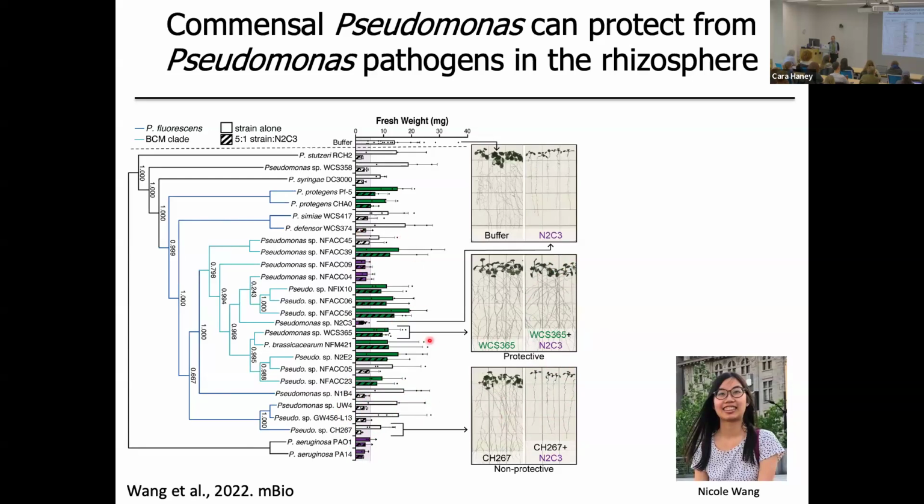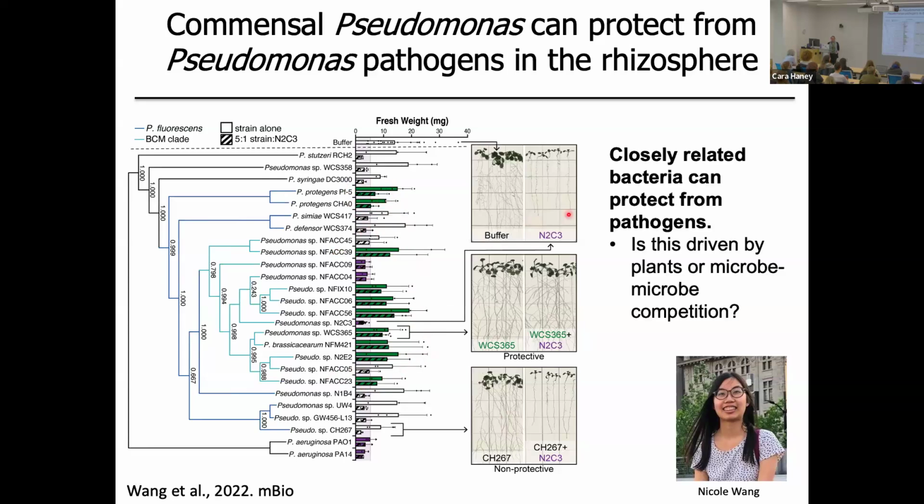So there seems to be a phylogenetic signature here, where it's closely related strains in this group, or actually this one group up here, which is Pseudomonas pathogens, that are able to protect. So closely related bacteria can protect. Is this because of microbe competition, or do plants have any say?